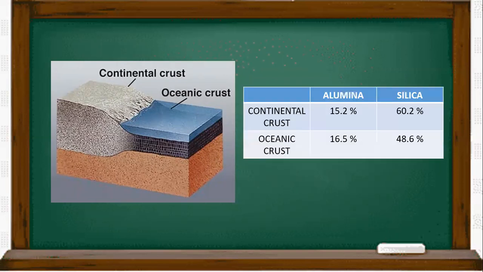The crust is largely composed of alumina and silica. The alumina content of continental crust is 15.2% and about 16.5% in the oceanic crust. The silica content of continental crust is 60.2% and of the oceanic crust is 48.6%.